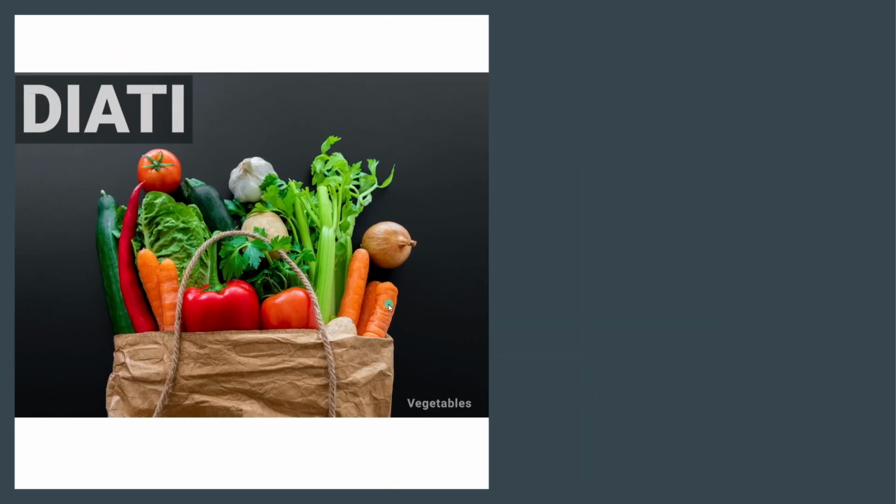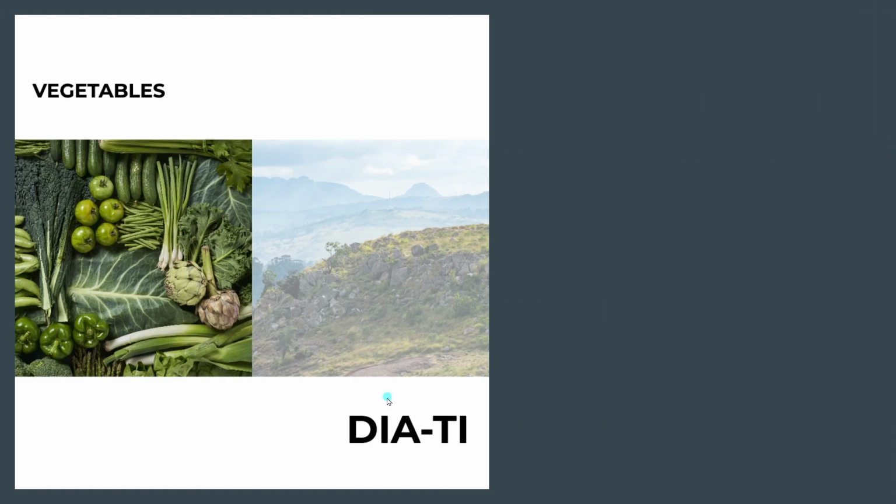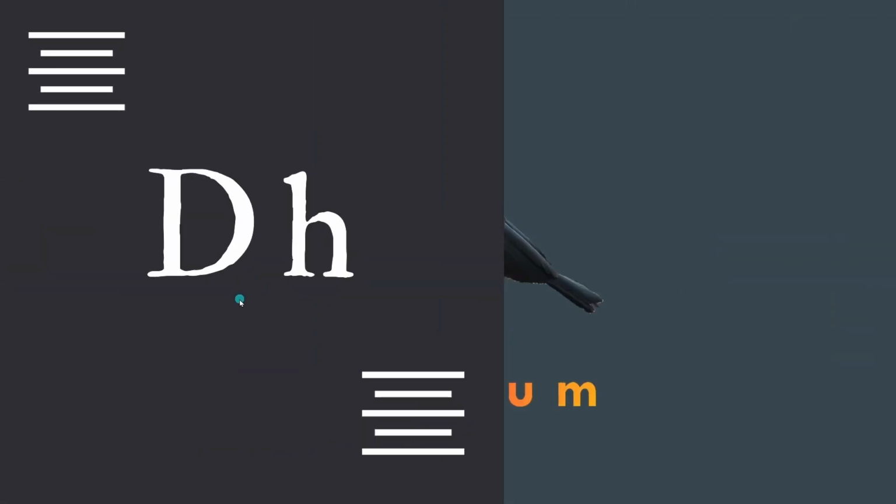Next is abacha da. Da is for diati. Anything vegetable in the Didinga language is called diati. How you pronounce this? Diati.